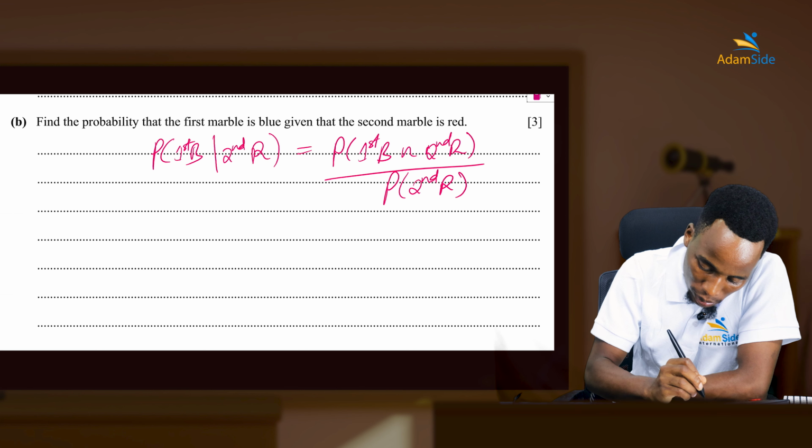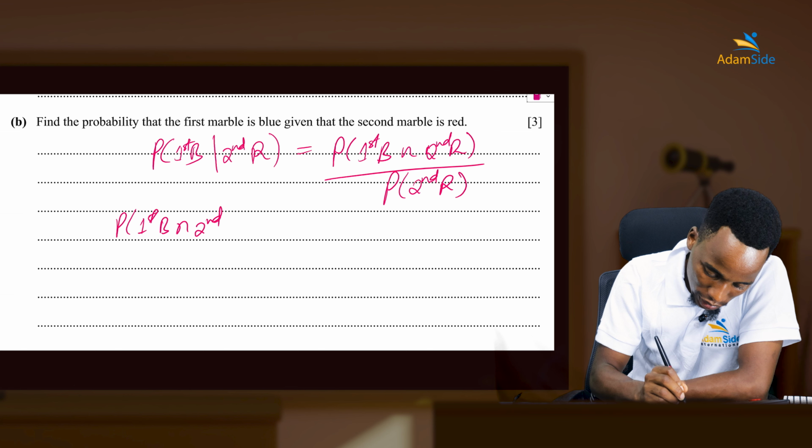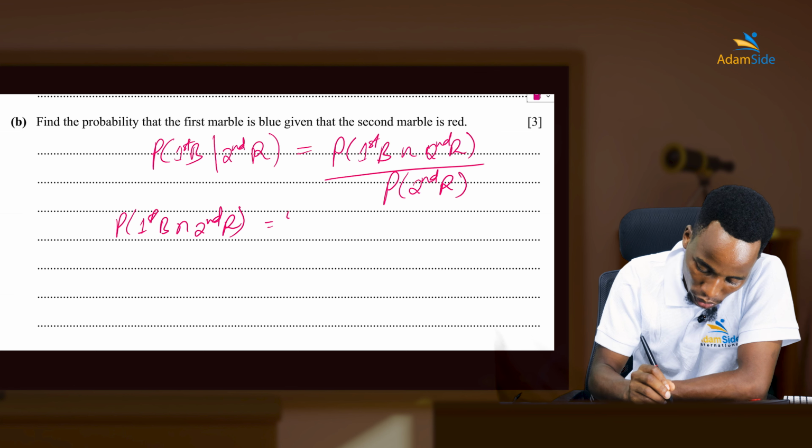So for first blue, second red, if we go up, the probability of first blue intersection second red, we know first blue is 4 of 16 times the second is red. Remember, if the first selected is blue, it is replaced back, so even for red it will be the same thing, which is 12 out of 16. So if you multiply this, it's going to turn 48 over 256.